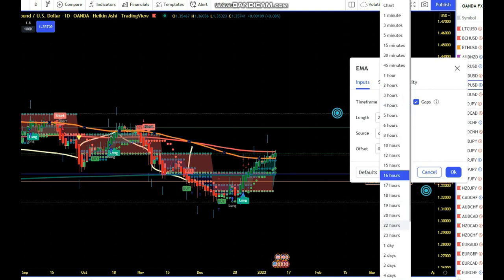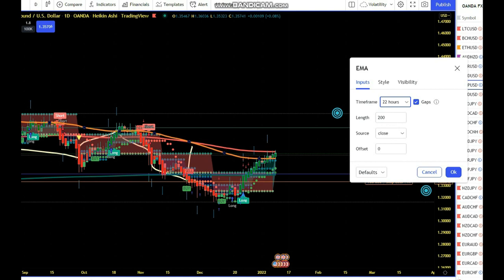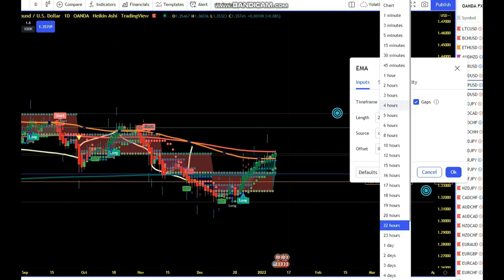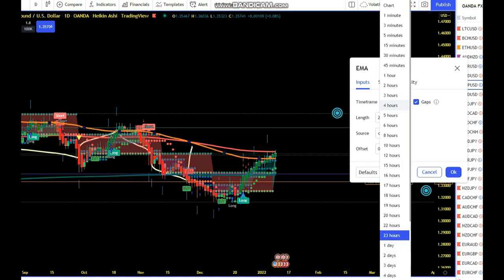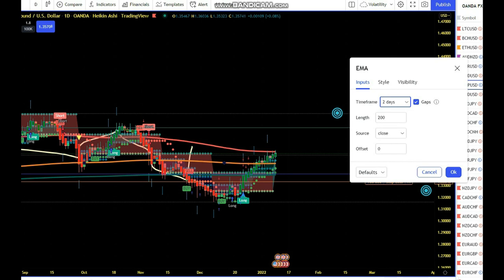And 22 hours. Yeah, broke also 23 hours. Gets here, exactly. And the 200 moving average of the last 2 days, yes, we have broken. So in this case, we don't necessarily need to wait until the price has broken our 200 daily moving average, because the price already is over 200 moving average of the last 2 days.